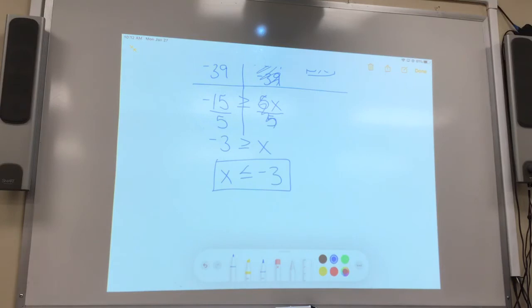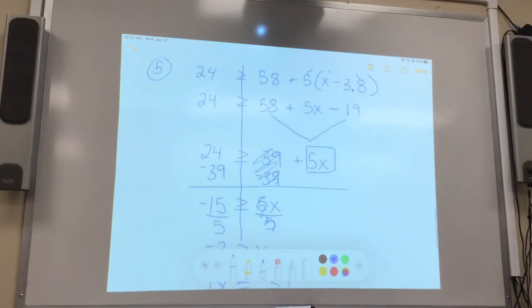I got the same exact answer. What I did was instead of adding together 50 and negative 19, I just did them separately. So you added 19 and then subtracted 58 or something like that? Yeah, that'll be the same thing.